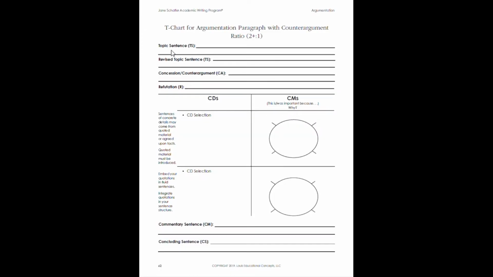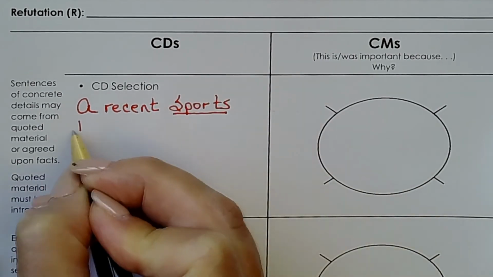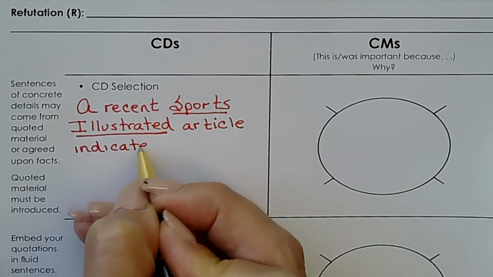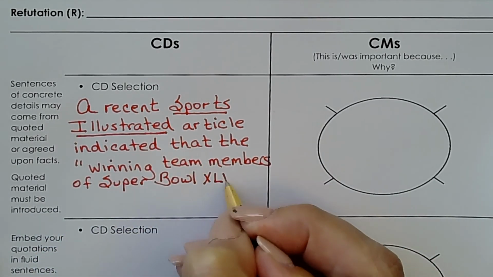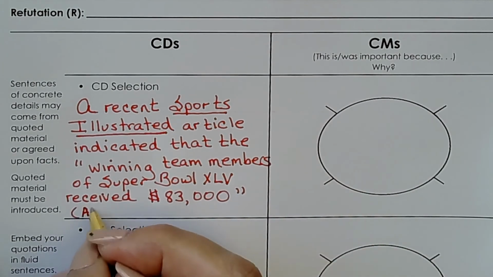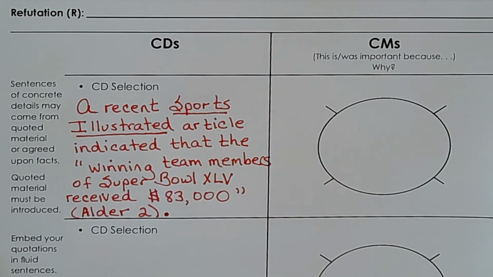Then cite the source, which again is letting the reader know where you found your source. Here's an example. A recent Sports Illustrated article indicated that the winning team members of Super Bowl 45 received $83,000. See how I lead into the quotation by sharing the name of the magazine? Why? Because my reader probably knows and respects Sports Illustrated as a credible source for information about professional sports, and therefore would trust that the information I am providing is correct.